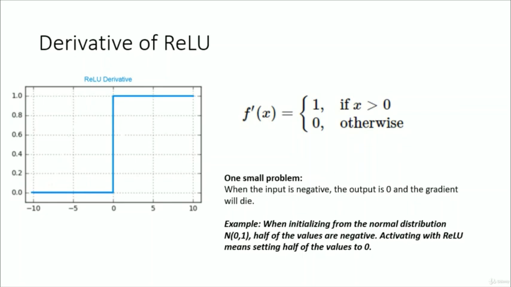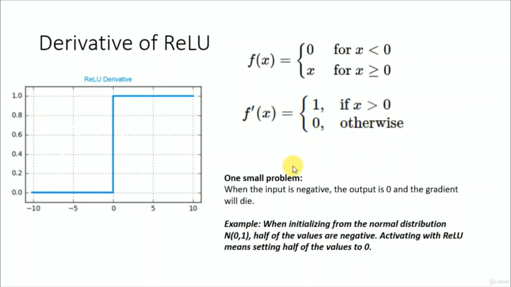Let's have a look at the derivative of ReLU. Remember, ReLU is equal to x when the input is positive and 0 when the input is negative. The derivative of x with respect to x is 1, so when x is a positive value, the derivative is 1. And when you have a negative value, the output is a constant, and the derivative of a constant is 0. So the derivative is also very simple.